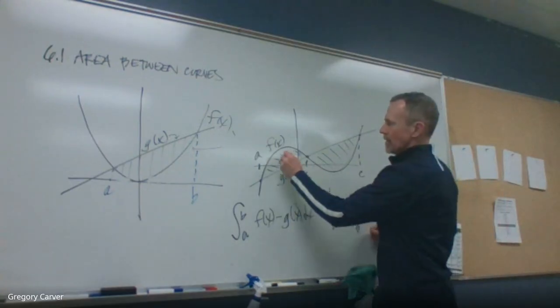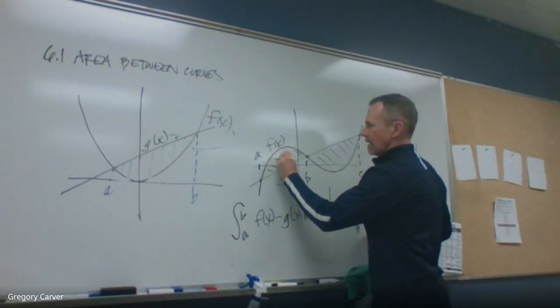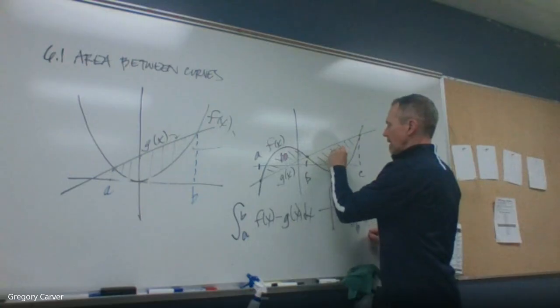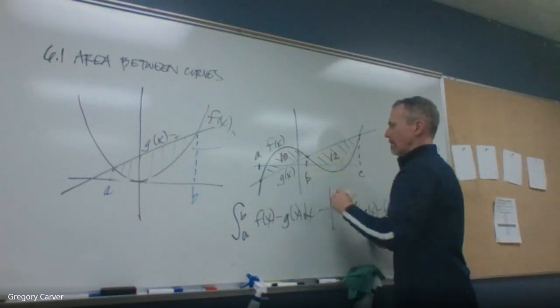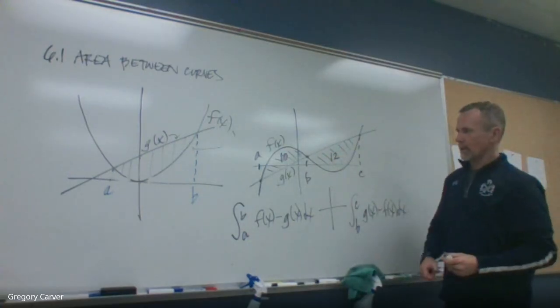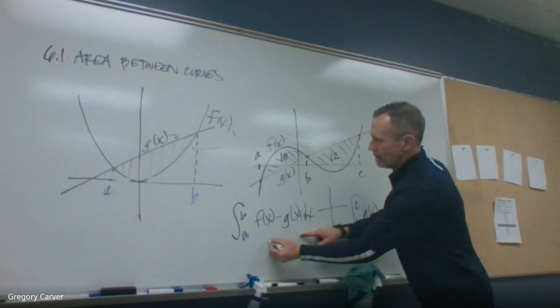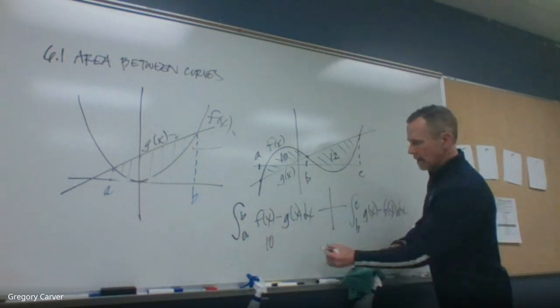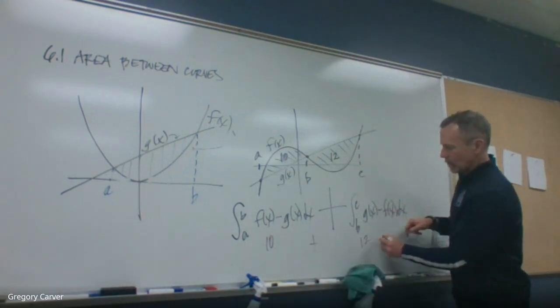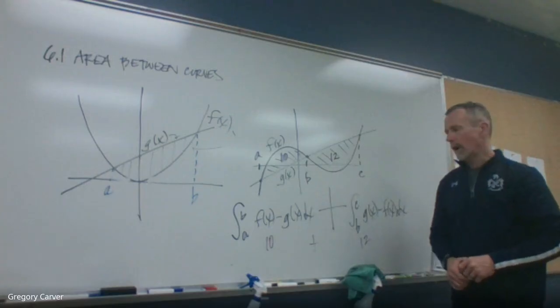Let me put some numbers on here. Let's say that this is area of 10. Let's say this is an area of 12. Do you guys agree that when I integrate from here to here, from A to B, I'll get an answer of 10, and over here I'm going to get an answer of 12. So the whole area is 22.